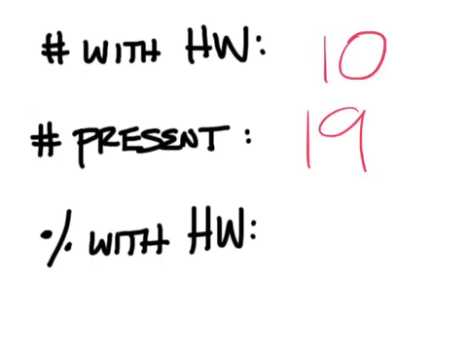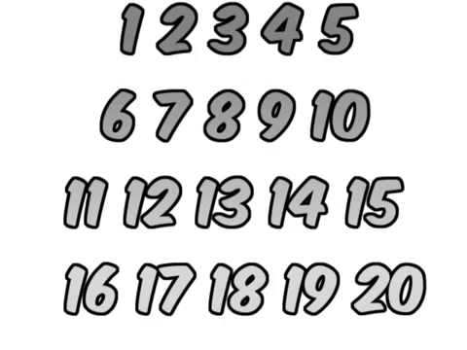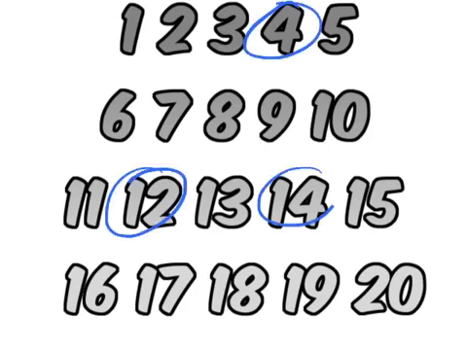It is 10 out of 19. 53%. Now, it's higher than 50, so you can only choose one number. If you have credit for your homework, choose one number from 1 to 20. The winning numbers are 4, 12, 14, 16, and 20.